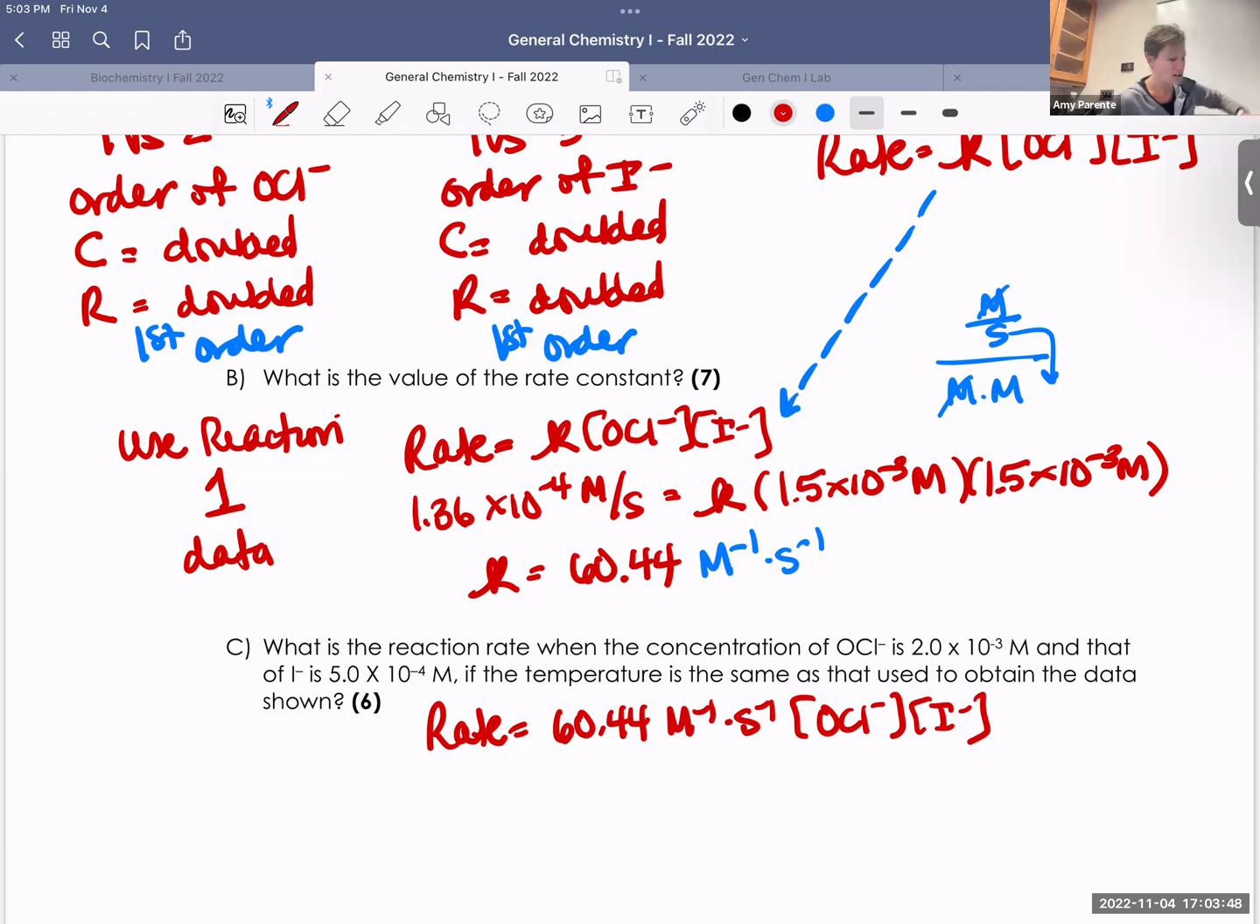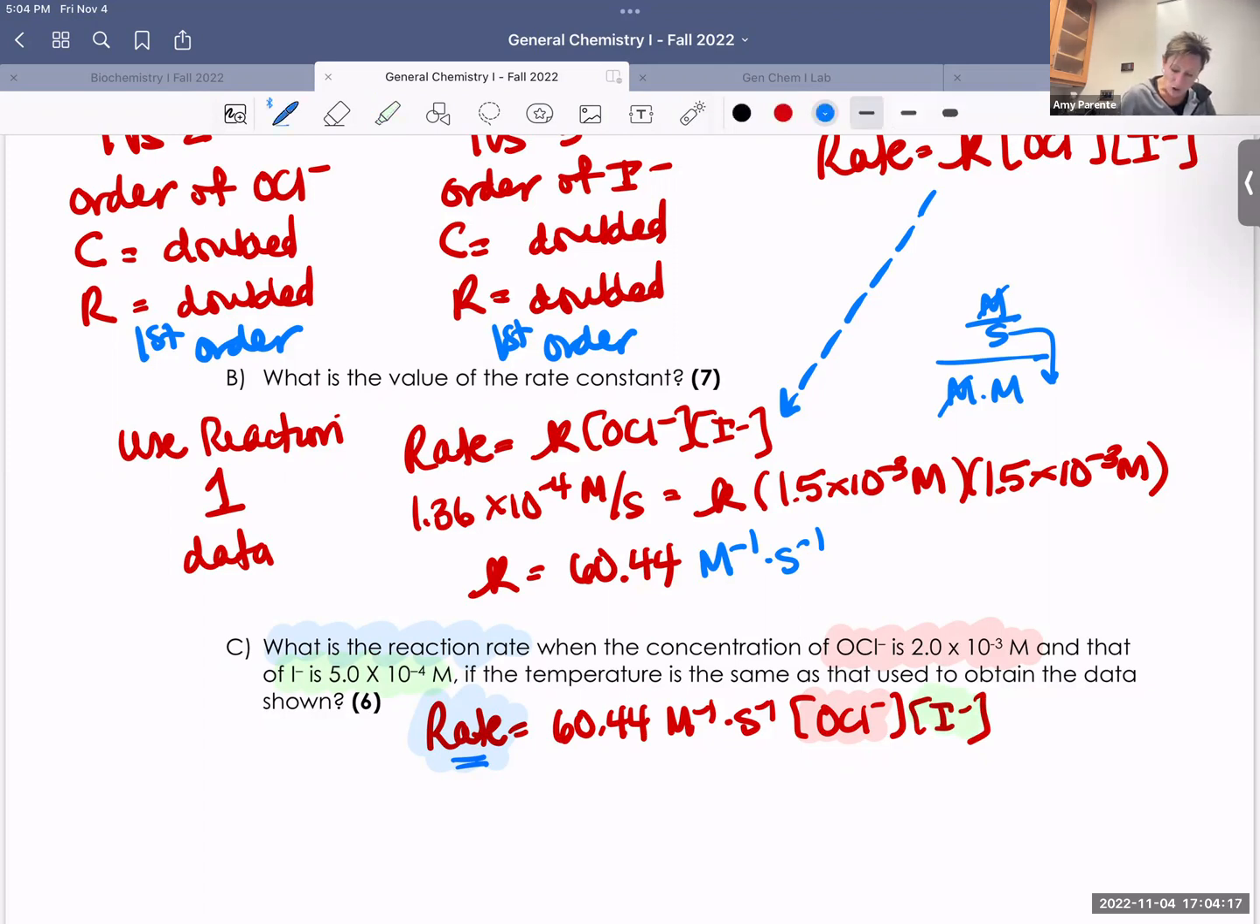Now we're going to solve for rate. That's what this problem is asking us. It's like, what is the reaction rate? So now we're going to solve for rate, putting in information that's provided. They tell us that the OCl concentration is 2 times 10 to the minus third, and they tell us that the I minus concentration is 5 times 10 to the minus fourth. So all we're going to be doing is multiplying those pieces together.